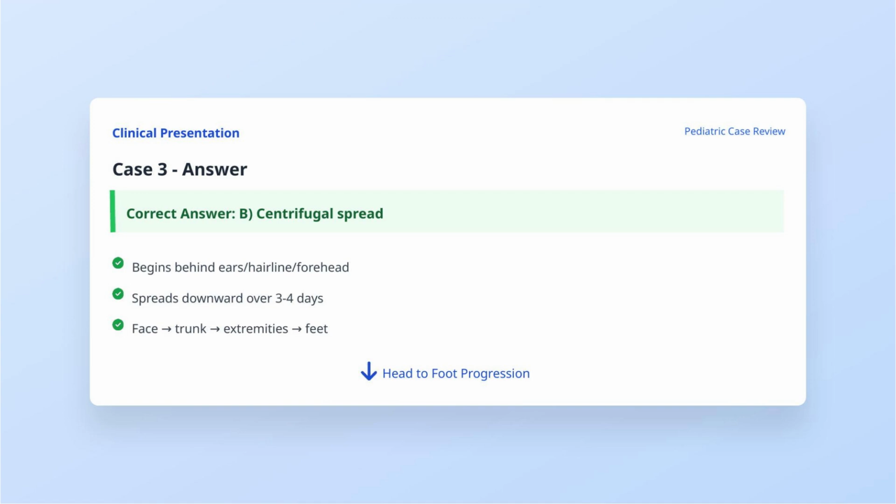The measles rash follows a characteristic progression, starting behind the ears, hairline, or forehead, and spreading downward over 3 to 4 days. It typically spreads from face to trunk, then to extremities, and finally to the feet. This head-to-toe progression is a key diagnostic feature that helps differentiate measles from other viral exanthems.